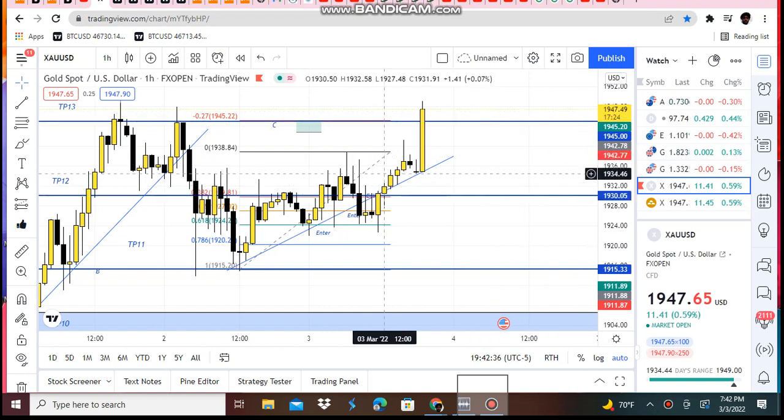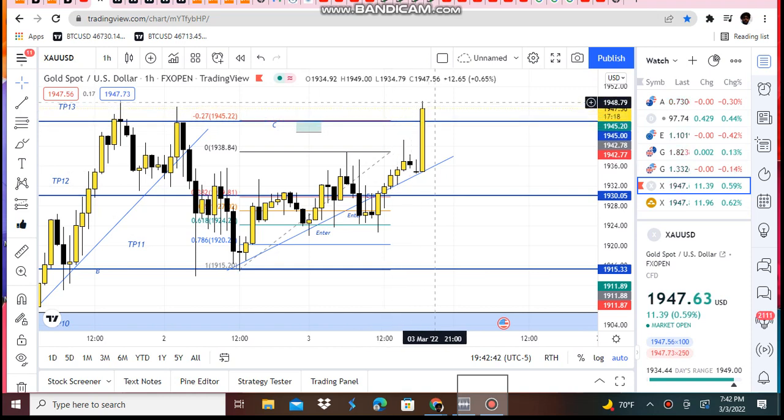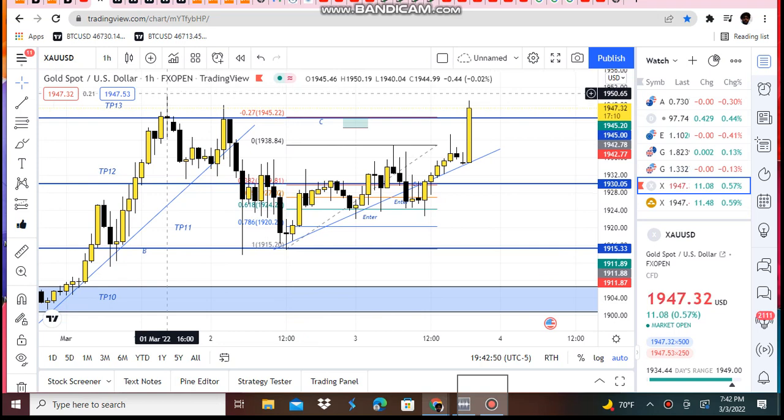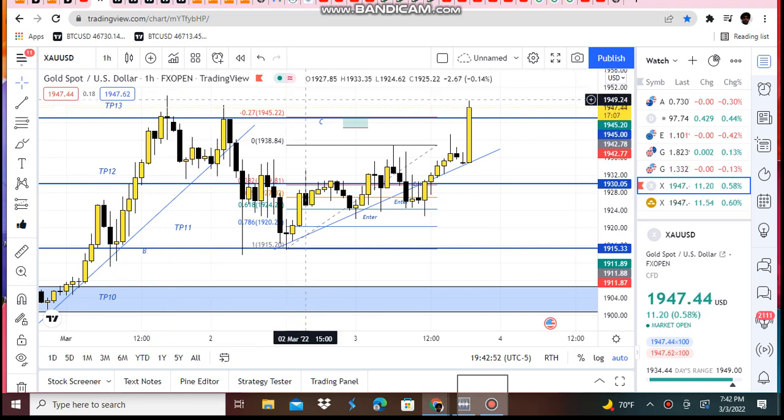So gang, we see price push above 27 extension. It goes past 27 extension, 1945. Price is at 1947 right now. Went all the way to 1948, and it went right back up here to 1950, 1948.